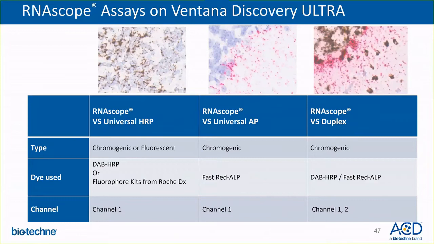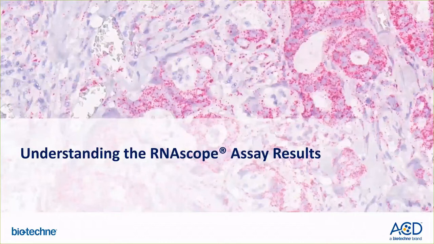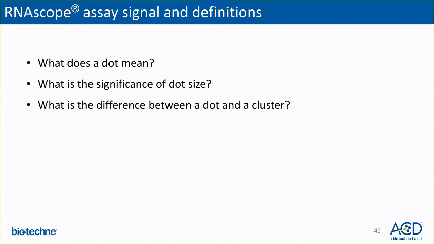Now that we have learned about the technology and assay workflow, next we will discuss analyzing the assay results. Some questions you may have at this point include, what does a dot mean? What is the significance of dot size? And what is the difference between a dot and a cluster?